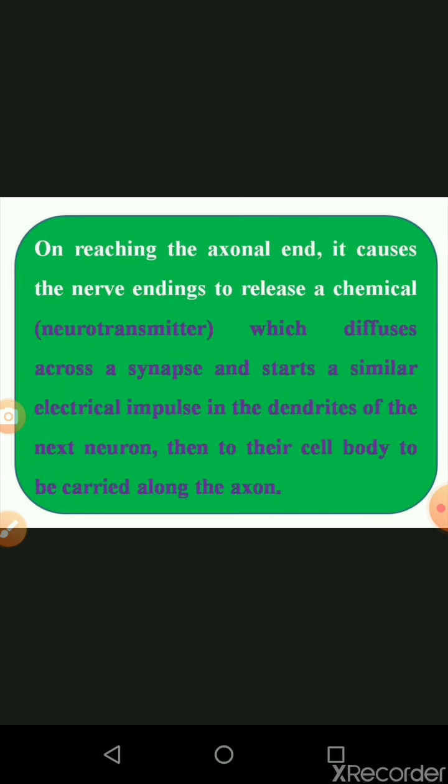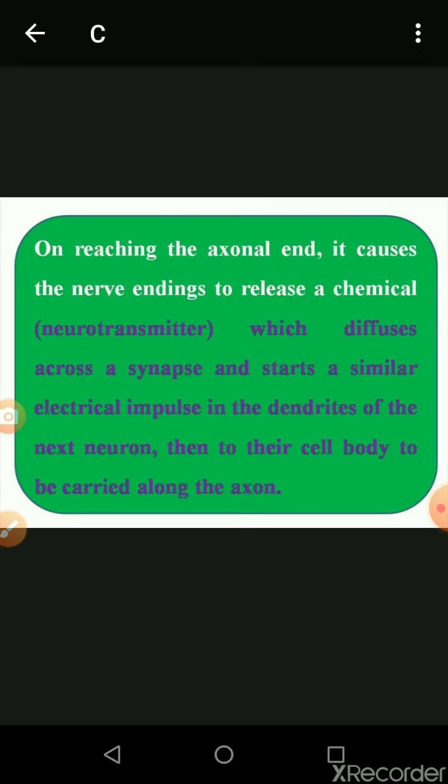On reaching the axonal end, it causes the nerve ending to release the chemical neurotransmitter, which diffuses across the synapse and starts a similar electrical impulse in the dendrites of the next neuron, then to their cell body, and along the axon.